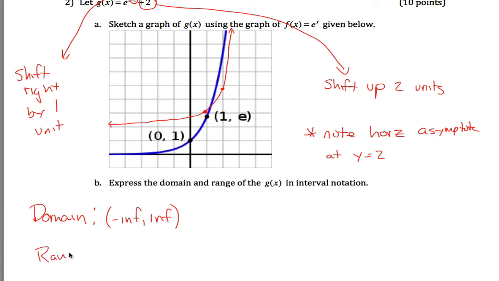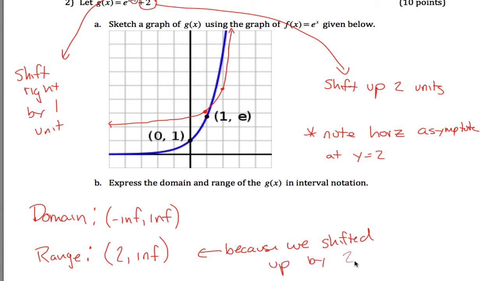The range is a little bit trickier. The range is kind of saying, all right, what heights can come out of this function? The range of a normal exponential function is from 0 to infinity, because we don't have any negative heights here, but we shifted everything up by 2. So now it's going to be from 2 up to infinity. Maybe I'll even write, because we shifted up 2. You don't have to write that, but that's just my trying to explain it for you. And that is the end of the quiz.